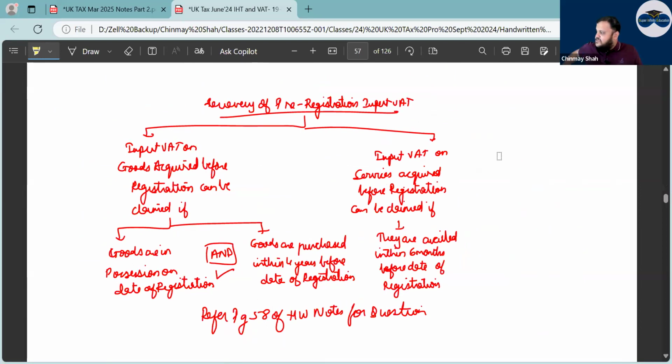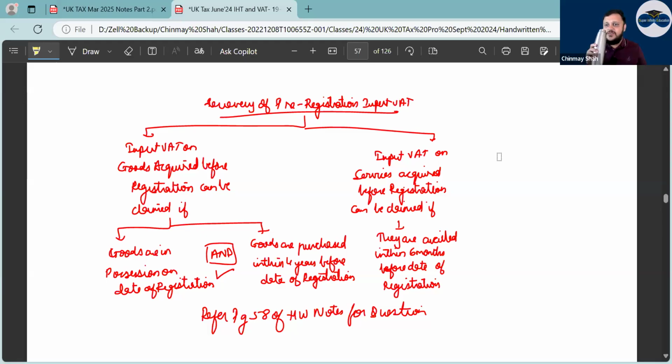Then recovery of pre-registration input VAT. What is pre-registration input VAT? Before you start your business, if there is any input VAT, then how do we look at it? Input VAT on goods acquired before registration can be claimed if the goods are in possession. Input VAT on goods of the last 4 years can be claimed, if on the date of registration you have the goods in your possession and they were purchased within 4 years before the business start, then that input VAT will be allowed.